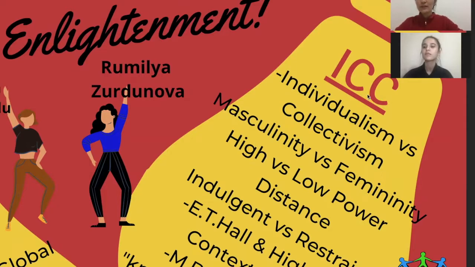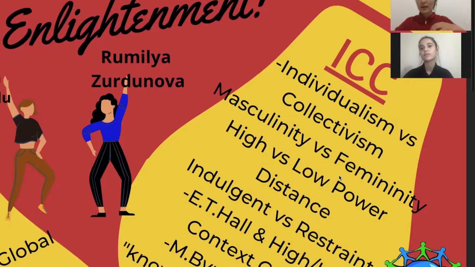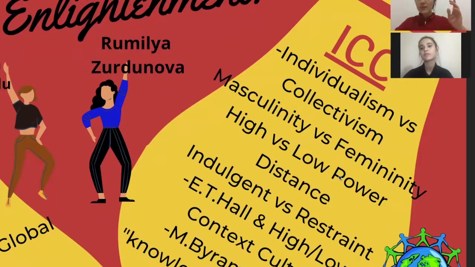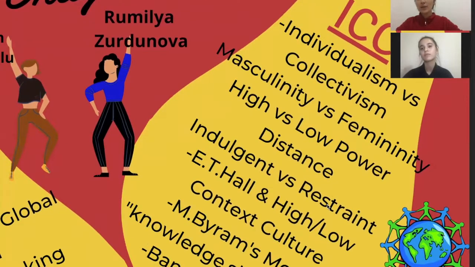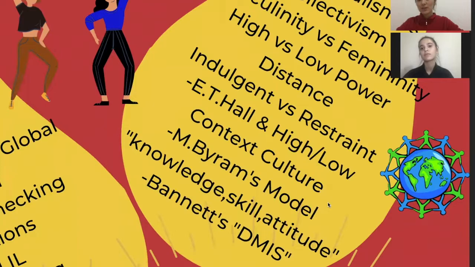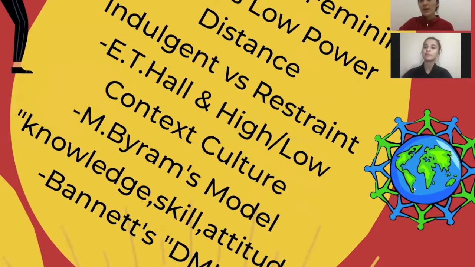So in order to understand intercultural communicative competence, we should know concepts like individualism and collectivism, masculinity and femininity, high and low power distances, indulgent and restrained communities, and high and low context cultures, Byram's model of communicative competence, which includes knowledge, attitude, and skills, and of course, Bennett's developmental model of intercultural sensitivity.